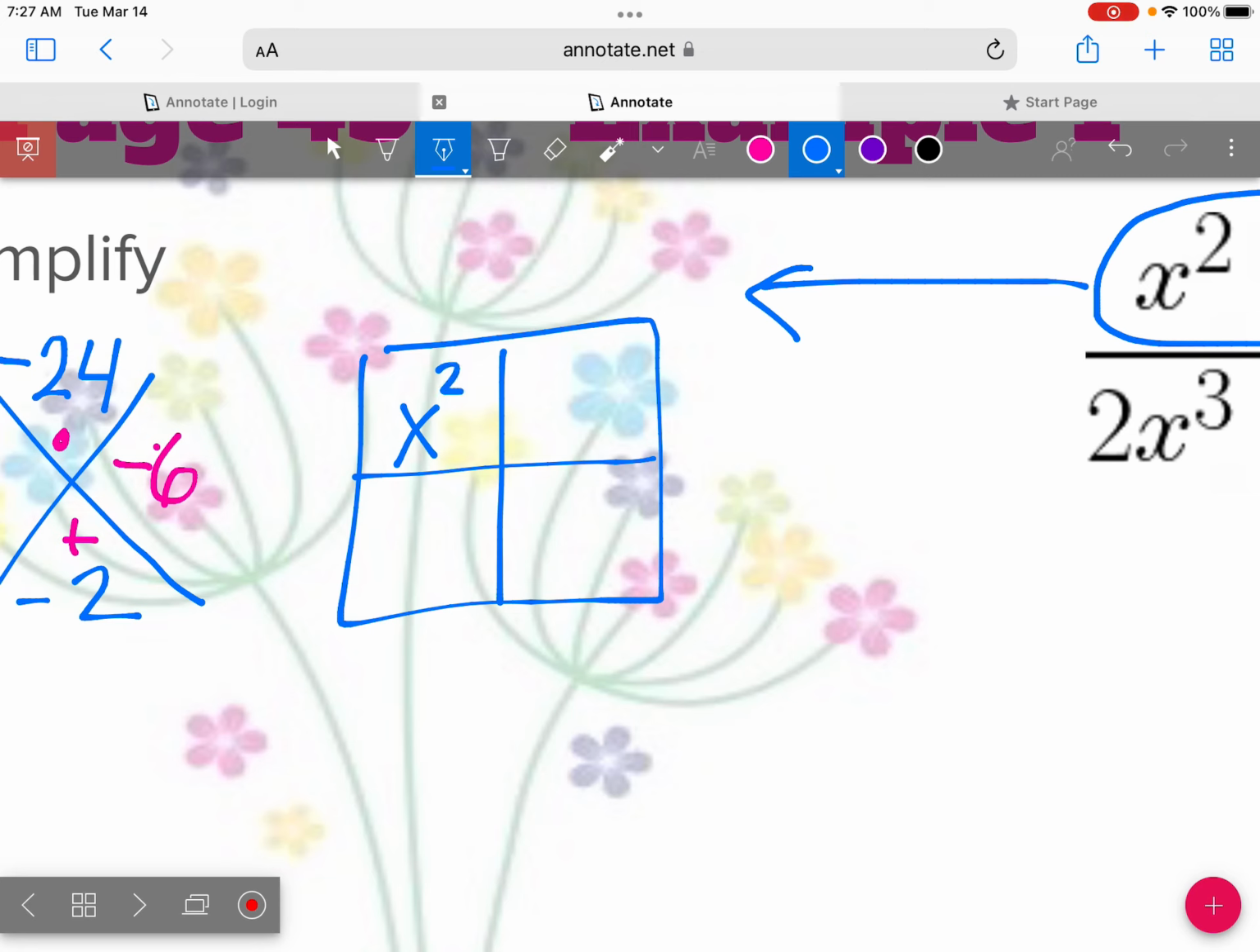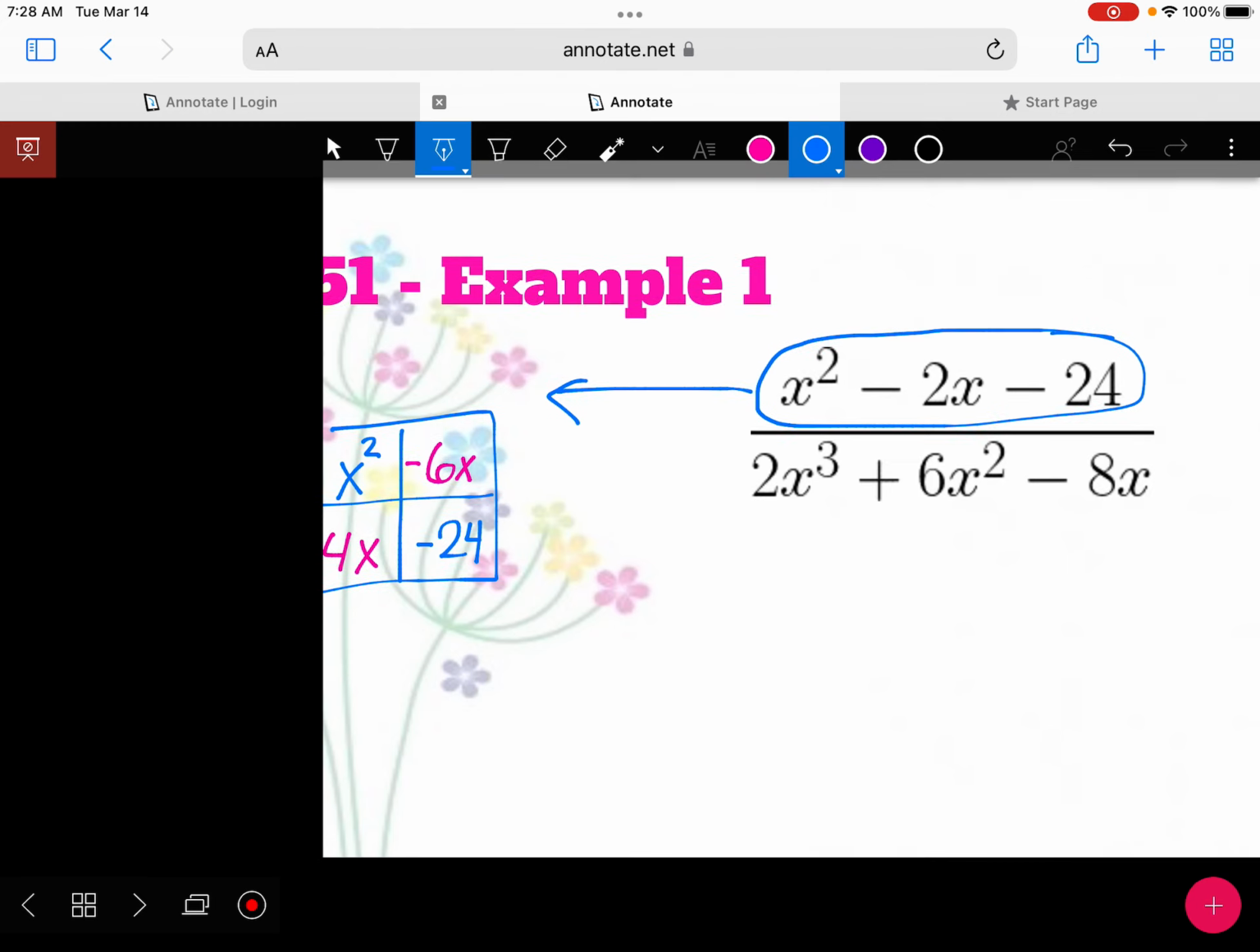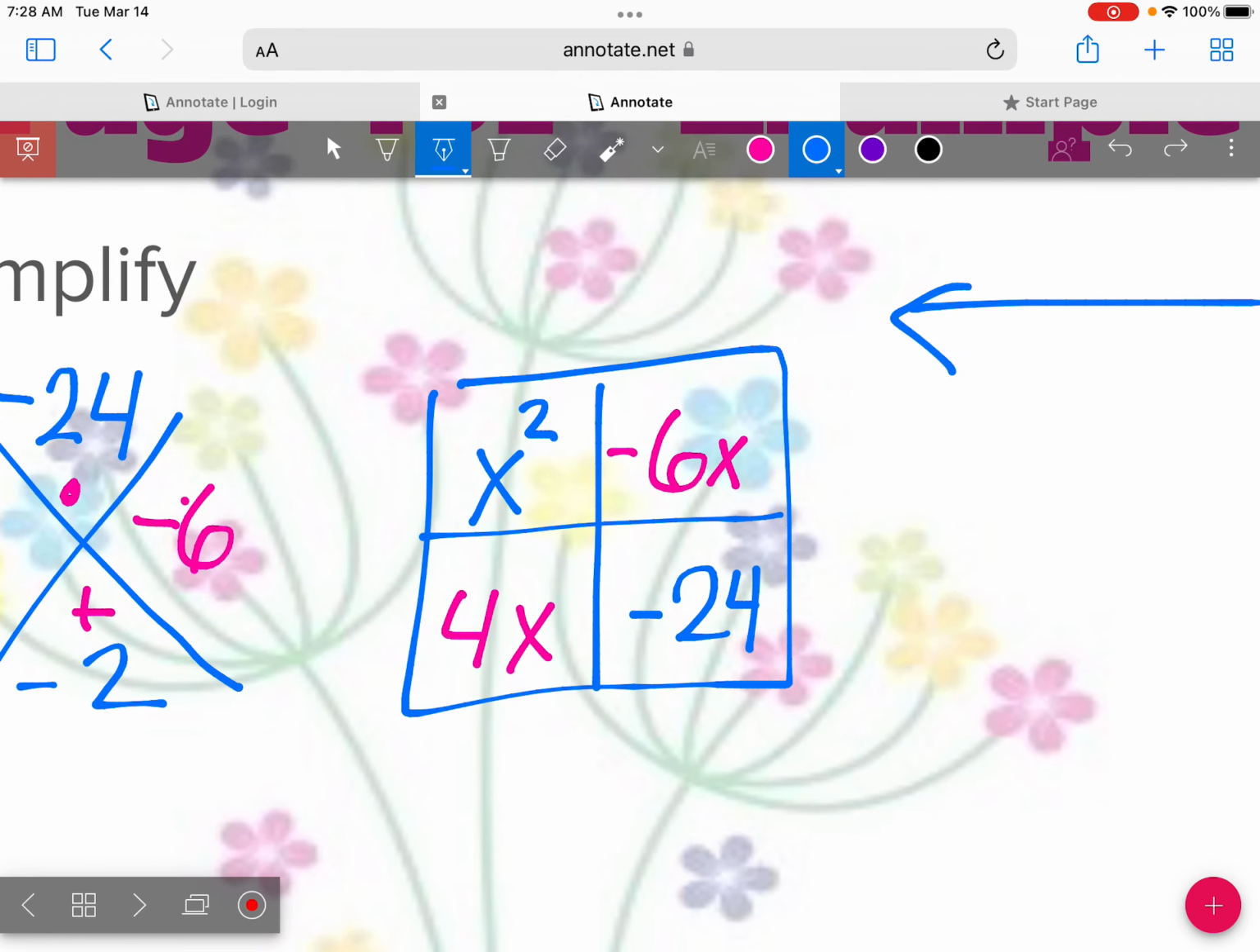So we're going to take our x squared and our minus 24 from our equation. And we're going to take our minus 6x and our 4x to pull our factors. What's shared here is our x. Negative 6x and negative 24 share a negative 6. My top row, x squared minus 6x, they share an x. And my bottom row, 4x minus 24, is a positive 4.